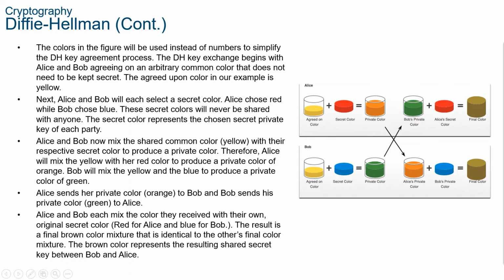Now Alice and Bob each mix the color they received with their own original secret color, red for Alice and blue for Bob. The result is the final brown mixture, which is identical to the other's final color mixture. So the brown color represents the resulting shared secret key between Bob and Alice.